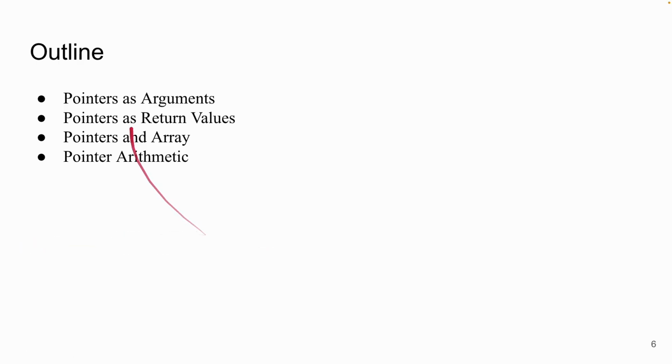So what we're going to do today is introduce some usages of pointers. For example, we can use pointers as arguments, and we can use pointers as the return value of a function. Actually, pointers and arrays are really close in C, so we'll introduce some applications of pointers and arrays. And finally, we will introduce pointer arithmetic, which is a special thing we can use when we use pointers to point to an array.